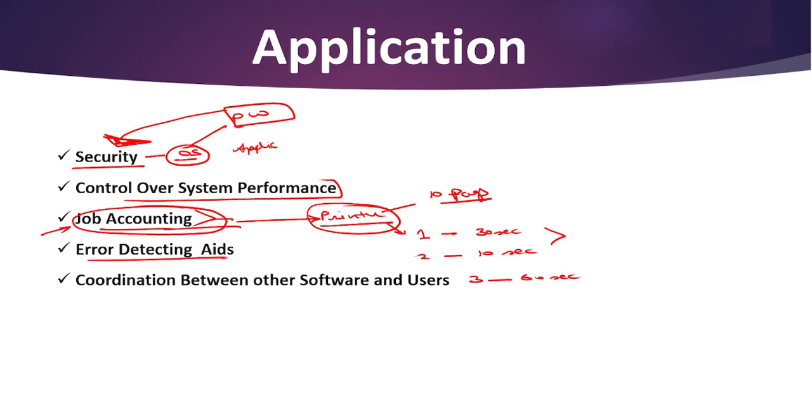Okay, next is error detecting aids. So production of some dumps, traces, error messages, and other debugging or error detecting aids are taken under this category. Next point is coordination between other software and users. So coordination and assignment of compilers, interpreters, assemblers, and other software to the various users of the computer system. So here we have talked about three important points, that is compilers, interpreters, and assemblers. As computer science students, you must know all these points.